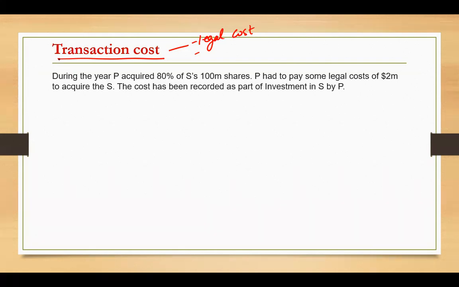So what is the treatment of transaction cost? We are going to expense it out to the P&L.